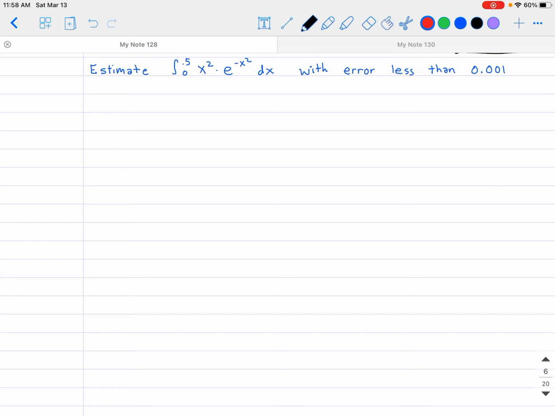Again, start with what we know and then build it accordingly. What we do know is that we know e to the x.